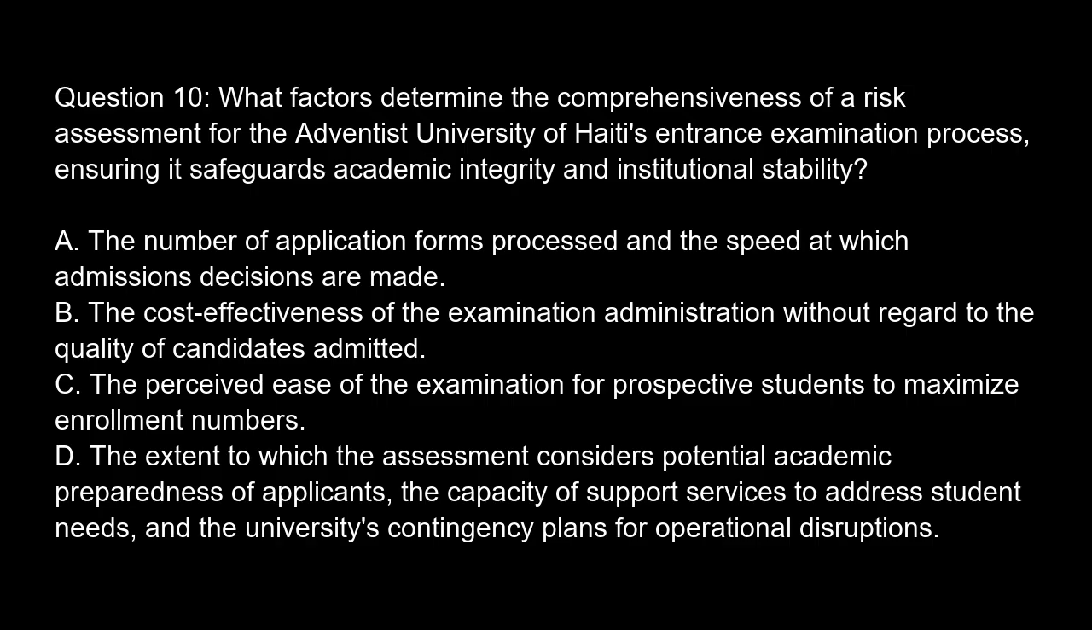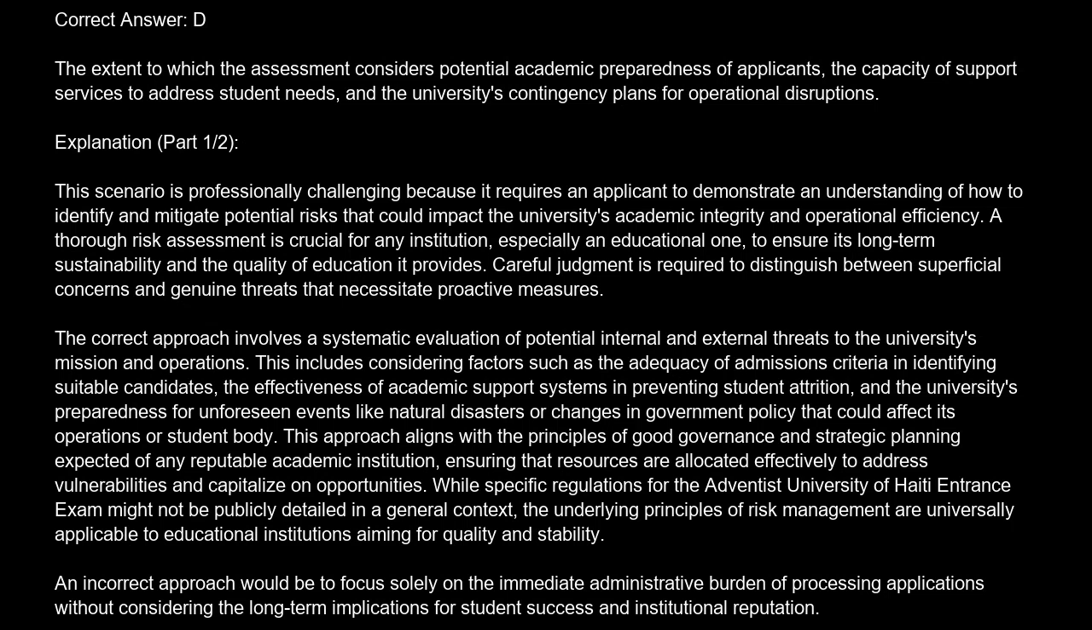Option D. The extent to which the assessment considers potential academic preparedness of applicants, the capacity of support services to address student needs, and the university's contingency plans for operational disruptions. The correct answer is D. The extent to which the assessment considers potential academic preparedness of applicants, the capacity of support services to address student needs, and the university's contingency plans for operational disruptions.